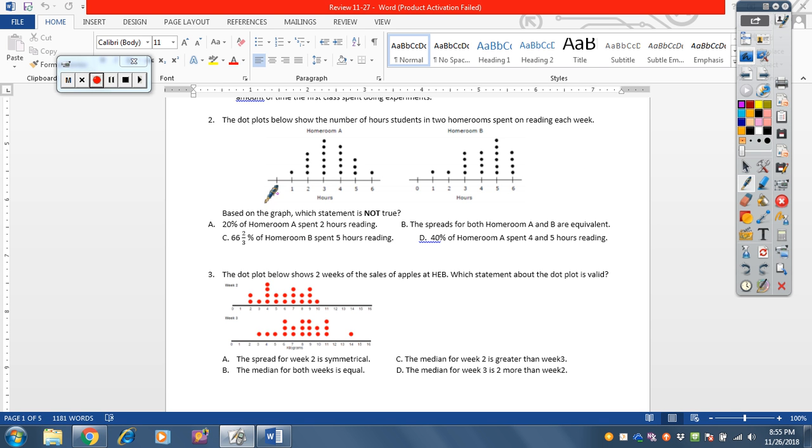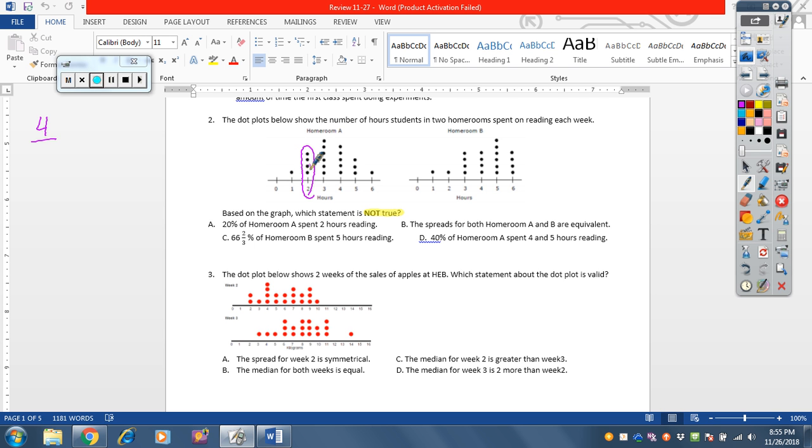Number 2 says, based on the graph, which statement is not true? We are looking for false, my friends. A little different than what we're used to. A: 20% of homeroom A spent 2 hours reading. So let's look. How many people in homeroom A spent 2 hours reading? 1, 2, 3, 4.